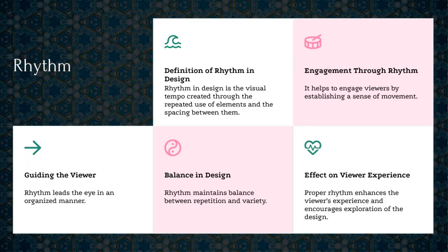Rhythm in design is all about creating a visual tempo by repeating elements and carefully spacing them. This repetition helps to engage viewers by giving a sense of movement, almost like a steady beat that catches their attention. Rhythm guides the viewer's eye in an organized way, making it easier to follow the flow of the design. It also strikes a balance between repetition and variety, so the design doesn't feel monotonous or chaotic. When done well, rhythm enhances the overall experience and encourages viewers to explore the design more deeply.